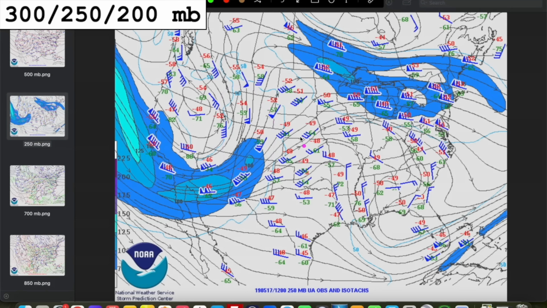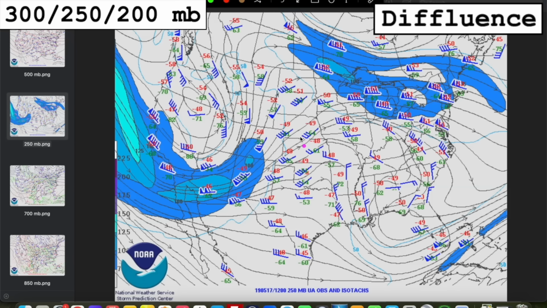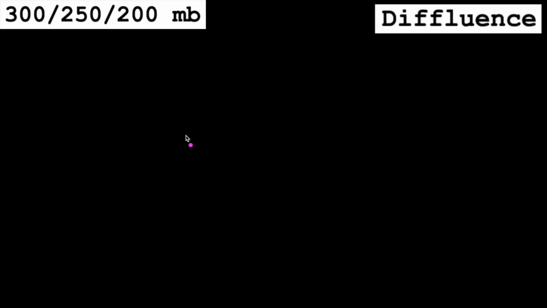So again, troughs are what we want to be looking for at 300 millibars, and we also want to be looking for a feature called diffluence. Diffluence is just the spreading apart of the winds in the upper levels of the atmosphere. What diffluence does, basically, when winds spread apart from one another, it creates kind of a void. You can think of it as no air left in between when these winds are spreading apart. And Mother Nature does not like that.